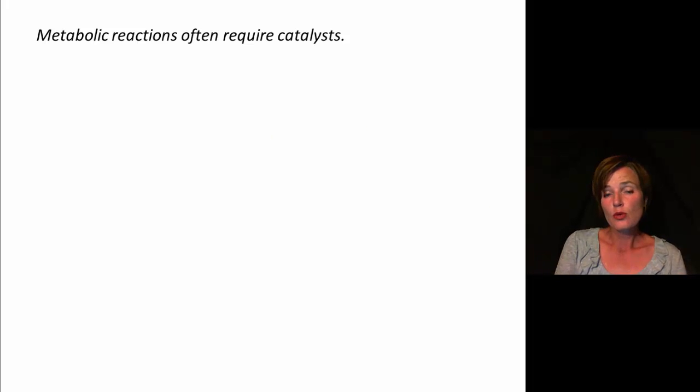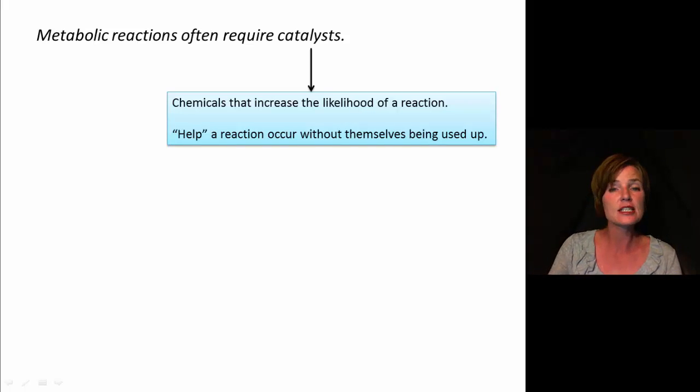Now, metabolic reactions, we will be running many of them, but oftentimes these metabolic reactions are going to require catalysts. The catalysts that we tend to have inside the cell are organic catalysts. Catalysts in general are chemicals that increase the likelihood of a reaction taking place. In other words, they help the reaction occur without themselves being used up or consumed in that particular reaction. So as a helper, they would be able to repeatedly help that reaction again and again and again because they themselves are not being used up.